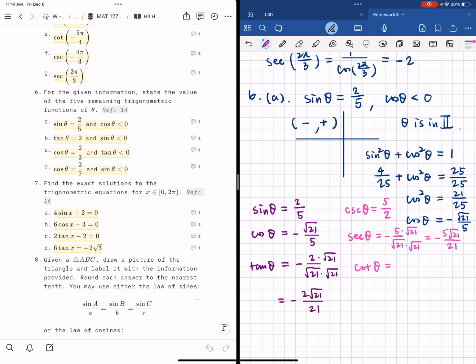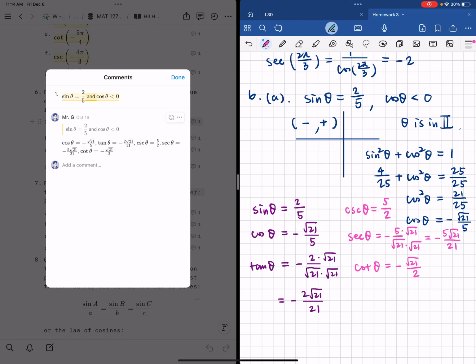And finally, cotangent of theta is the reciprocal of tangent. So I'm going to use negative 2 over radical 21, the number before we rationalized it. Then I flip it, so it will be negative radical 21 over 2. And now let's check to see if we are right. Cosine, okay, tangent, cosecant, secant, and finally cotangent. Okay, good.